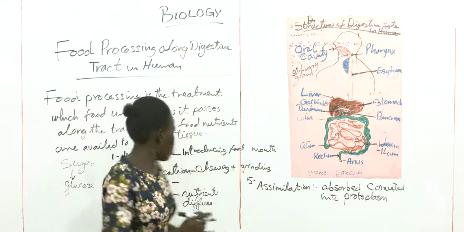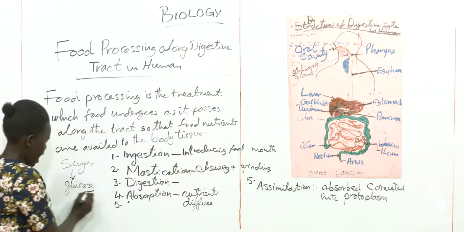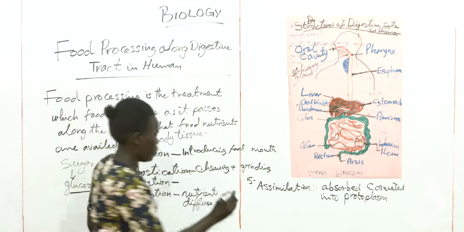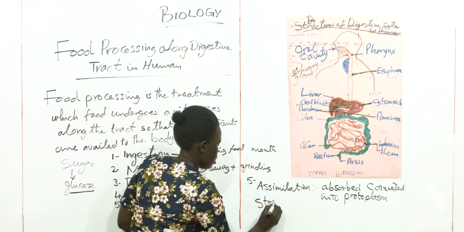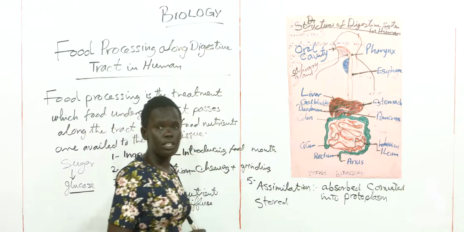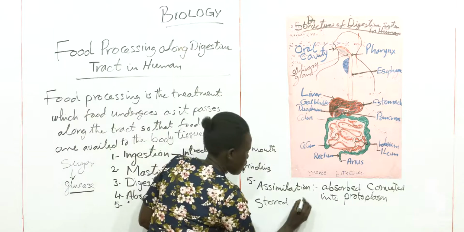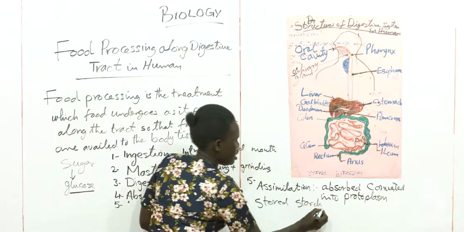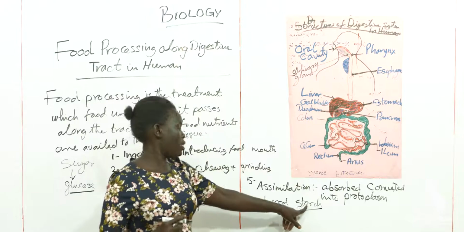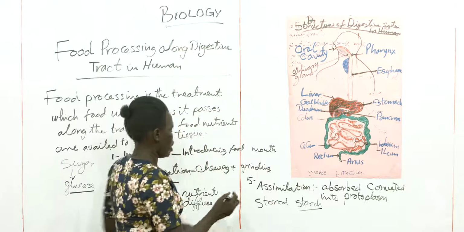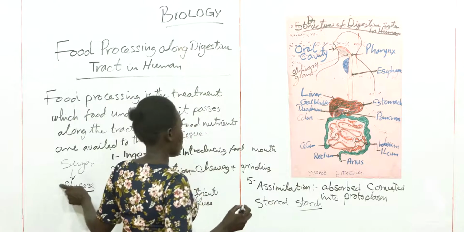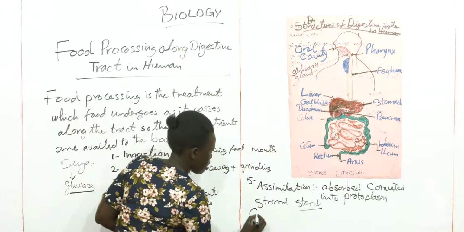The excess glucose is stored in our body. This can be stored as starch. This is in the case of plants, but in the case of animals, the excess glucose is stored in the form of glycogen.